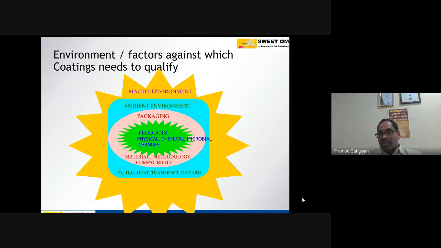There is another environment, we call it macro environment. What is that macro environment? Macro environment is the legislations, the convenience, the cost, and the marketing aspects. What are legislations? Legislations means if you want to pack, for example, tea, you cannot pack this tea in a metallic box. You cannot pack this tea into a corrugated box directly.